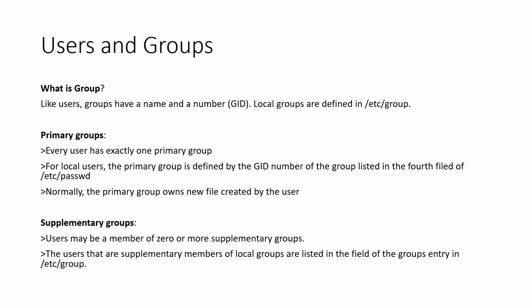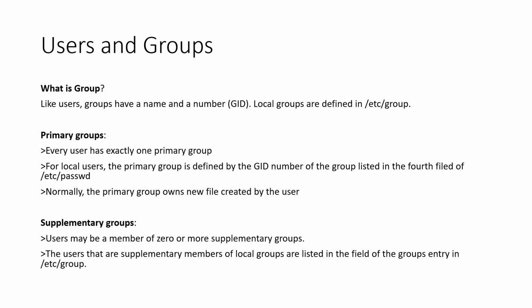What is a group? Like users, groups have a name and a number, the GID, group ID. Local groups are defined in the /etc/group file. So what are primary groups? Every user has exactly one primary group. For local users the primary group is defined by the GID number of the group listed in the fourth field of /etc/passwd. Normally the primary group owns new files created by the user.